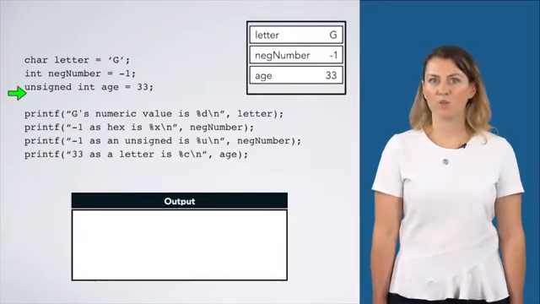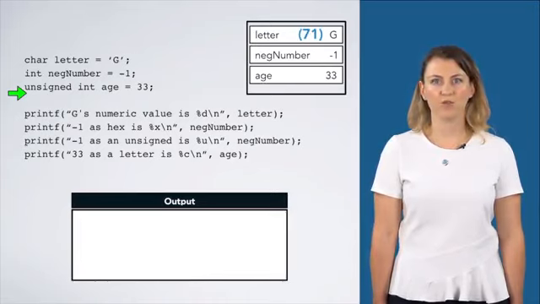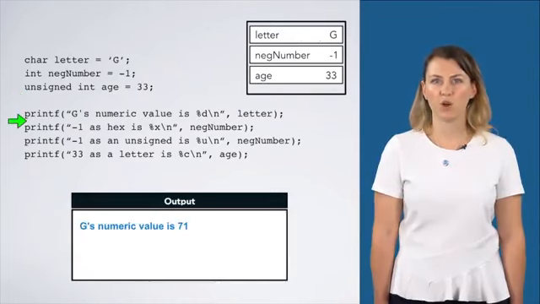What will happen? Well, remember that everything is a number. Letter actually has a numerical value, which is 71. This numerical value is what actually gets passed to printf. Printf has no idea that the 71 value it receives is originally from a char, so it just prints 71.